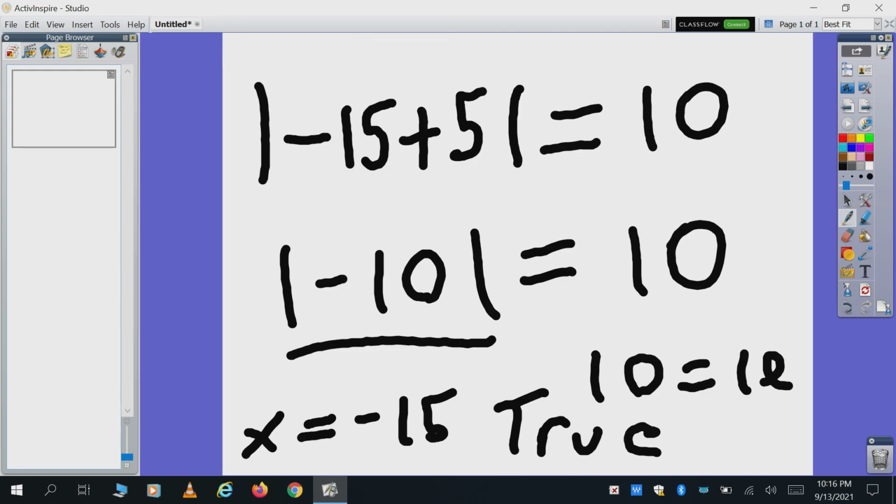That's how you're going to be working most of the problems that give you the equal sign. In the next video, I'm going to be talking about how to work inequalities and what the difference between them is.